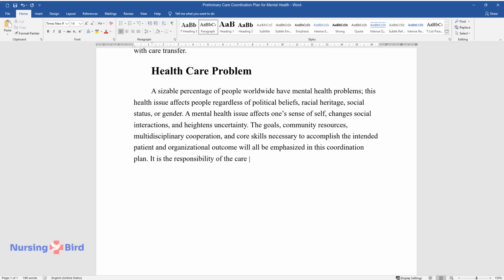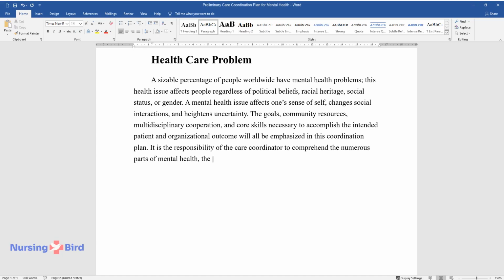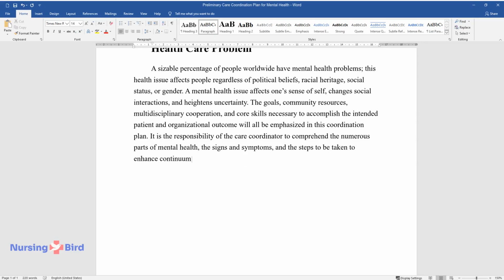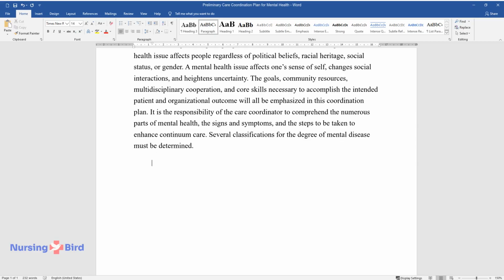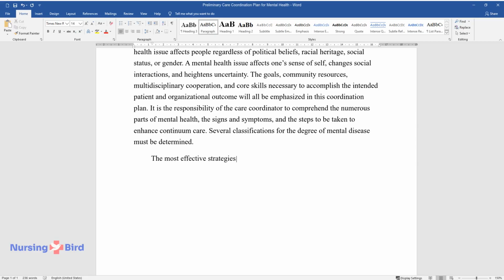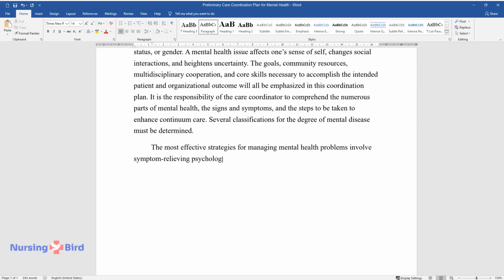It is the responsibility of the care coordinator to comprehend the numerous parts of mental health, the signs and symptoms, and the steps to be taken to enhance continuum care. Several classifications for the degree of mental disease must be determined. The most effective strategies for managing mental health problems involve symptom-relieving psychological, physical, and cognitive therapies.